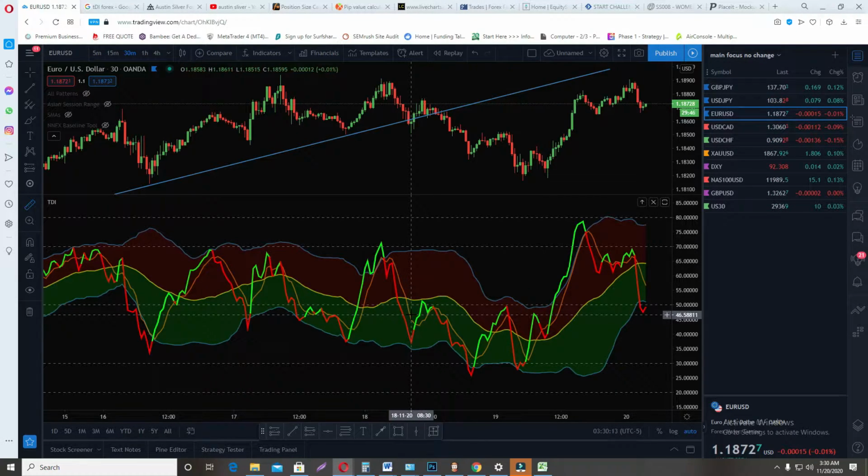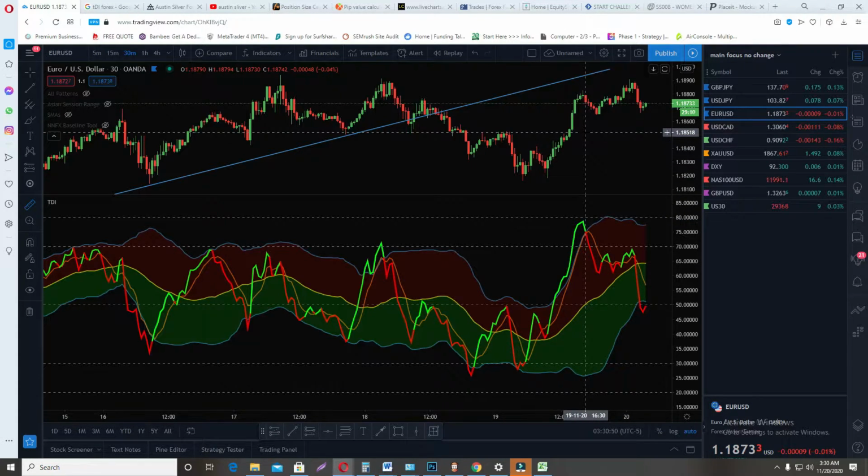Another way to enter is when it crosses this line right here, the middle line. When it crosses this middle line, you can either wait for it to come back up and hit it again, or you just get in on the cross and hold it. Even right here, look, this is a better one. It got in, it came back, then it went all the way up. If you got in right here on the cross, on this orange line, and rode it all the way up, you'd be set. You just hold it and trail your stop.